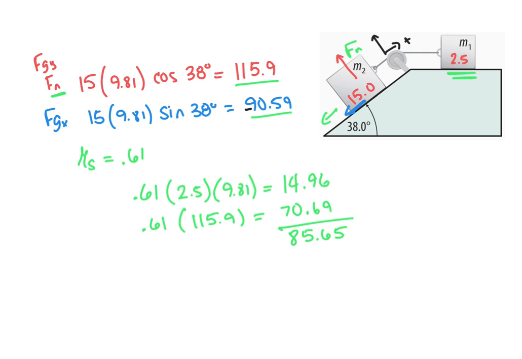And so when I compare these, I'm going to compare the 90.59 to the 85.5. Which one's bigger? Well, this guy is. He's bigger, which means it's going to go down the hill. Yes, it's going to move. So yes, this is going to move. It will move because this force that's pulling down right here is stronger than the static force on the entire system.